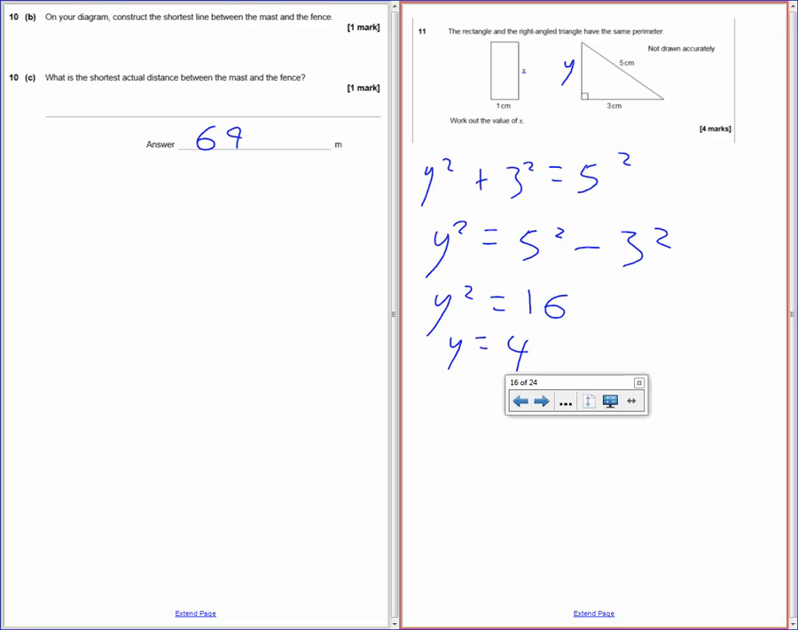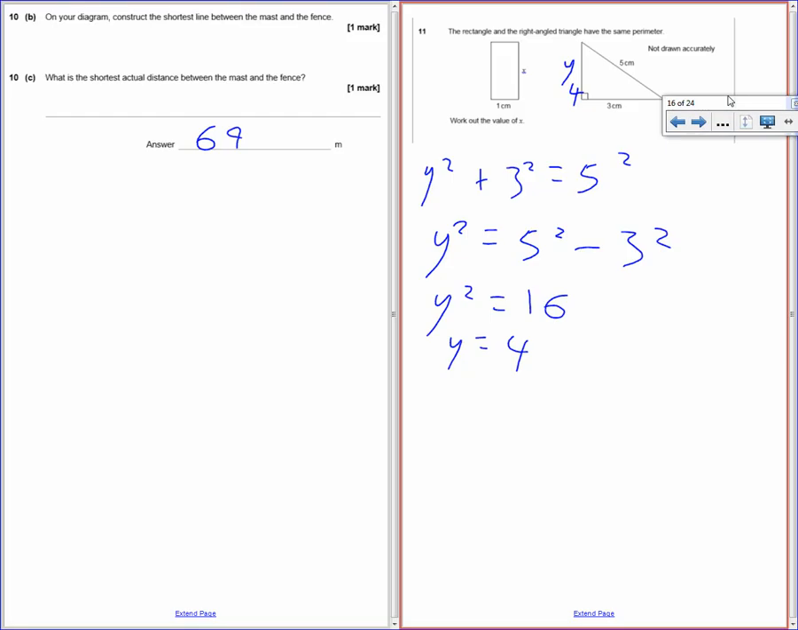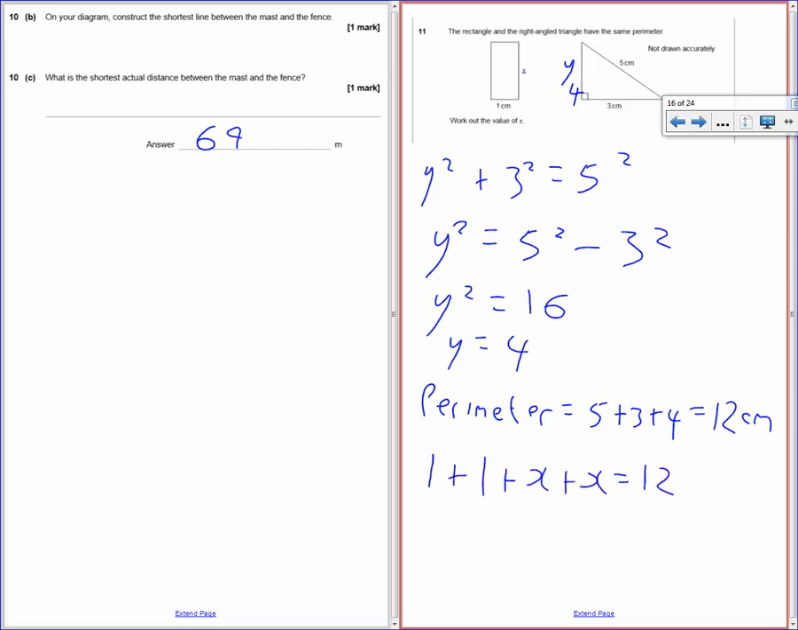So now I've established that y is 4. Then the perimeter of the triangle must be 5 add 3 add 4, which is 12 centimetres. So the perimeter of the rectangle must also be 12 centimetres. To find the perimeter of the rectangle, you do 1 add x, twice, which equals 12. So 2x must equal 10. So x is 5 centimetres.